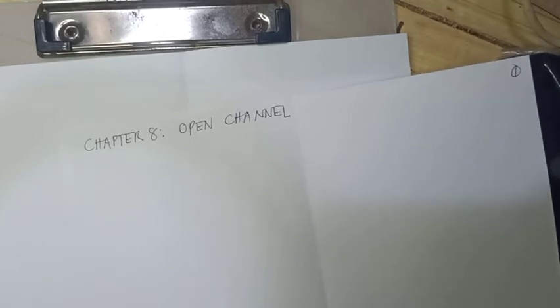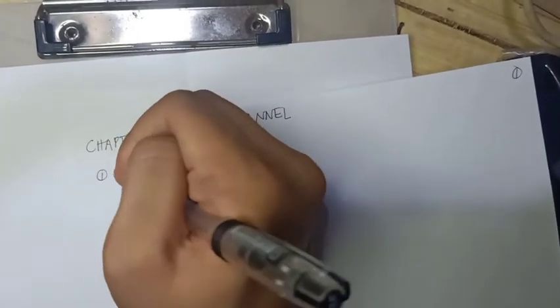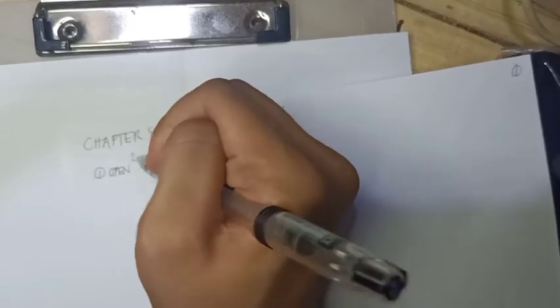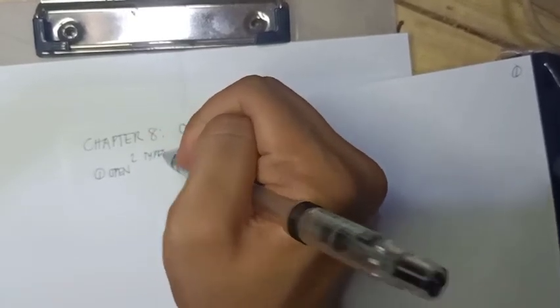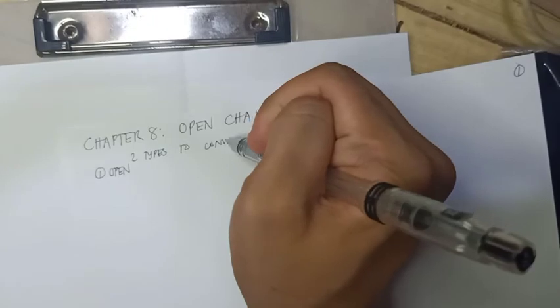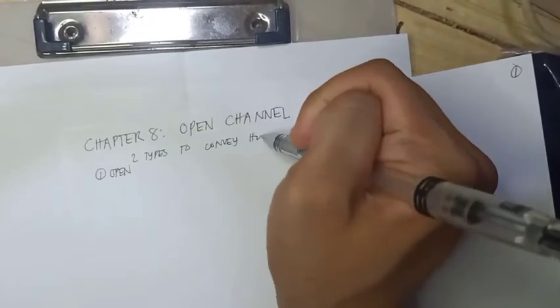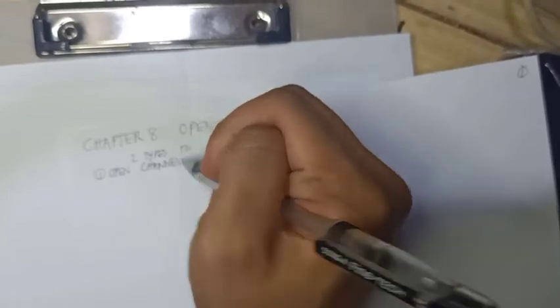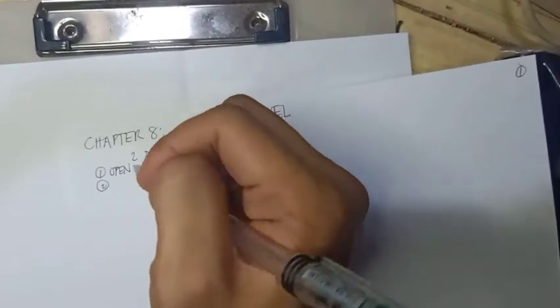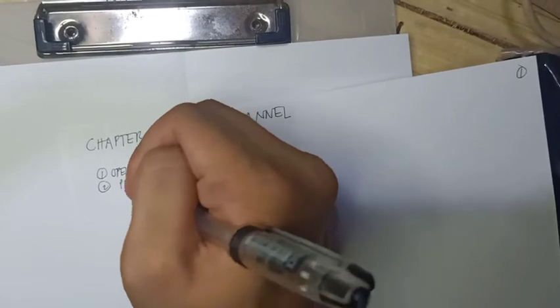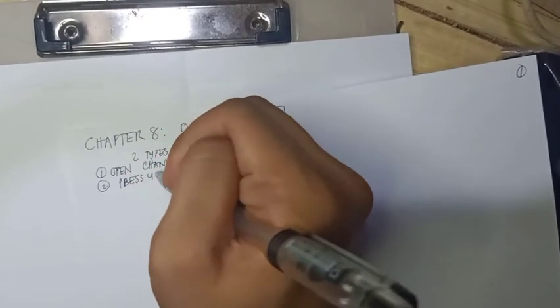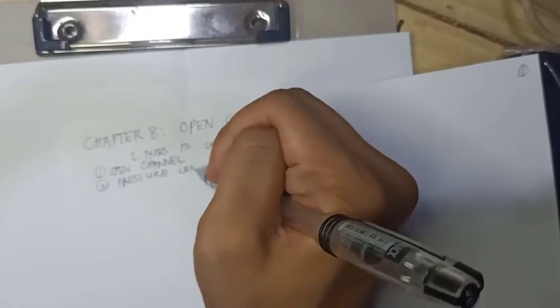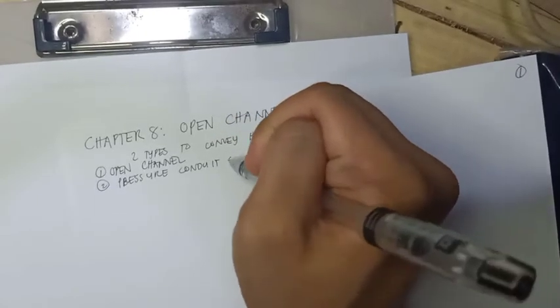According to the book, there are two types of conduit used to convey water. The first one would be the open channel, and the other one would be the pressure conduit, or simply the pipe.